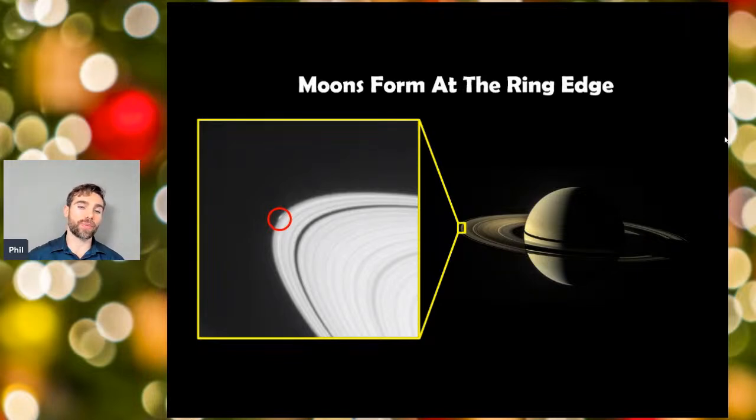Whilst the Cassini spacecraft was orbiting Saturn, it saw some fantastic things. And this is an example of what we saw. This was a moon or a clump of material forming right at the ring edge. So we got to see moons forming almost in real time from one of these rings.